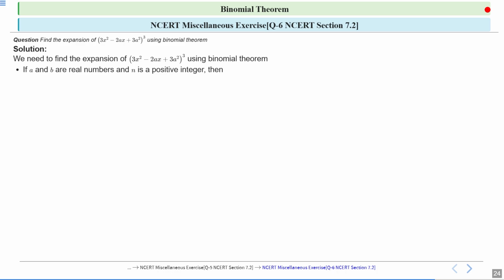If a and b are real numbers and n is a positive integer, then (a plus b) whole to the power n is equal to nC0 a to the power n plus nC1 a to the power n minus 1 times b plus dot dot dot plus nCn b to the power n, where nCr is n factorial upon r factorial times (n minus r) factorial, for 0 less than or equal to r less than or equal to n.